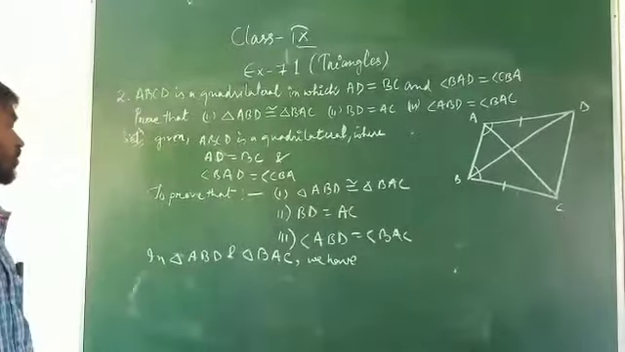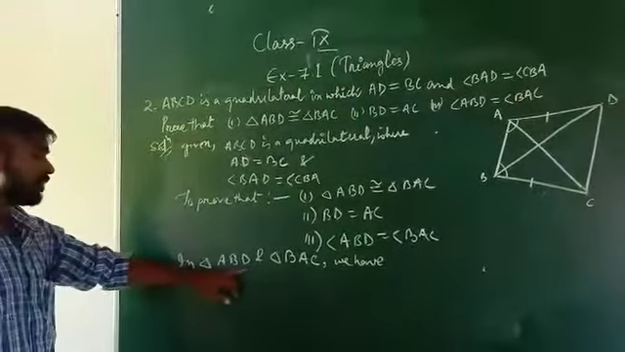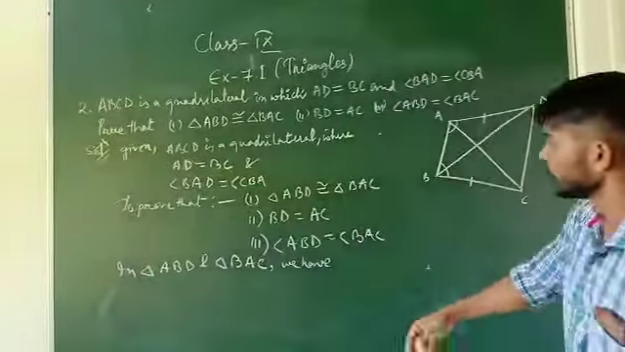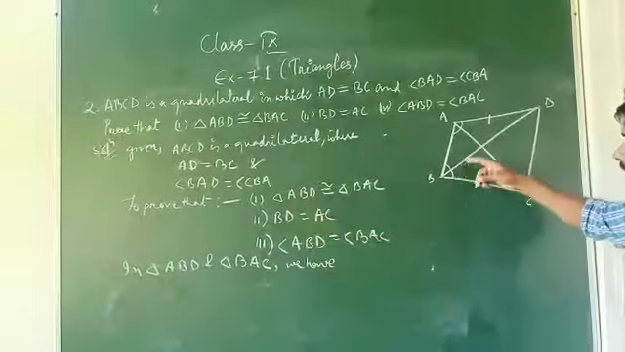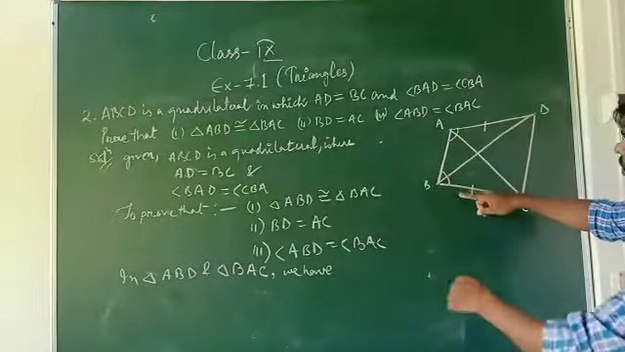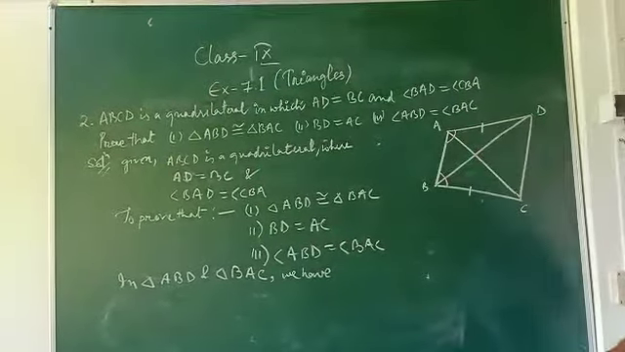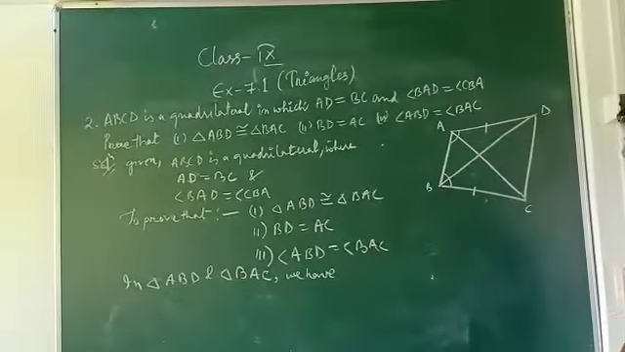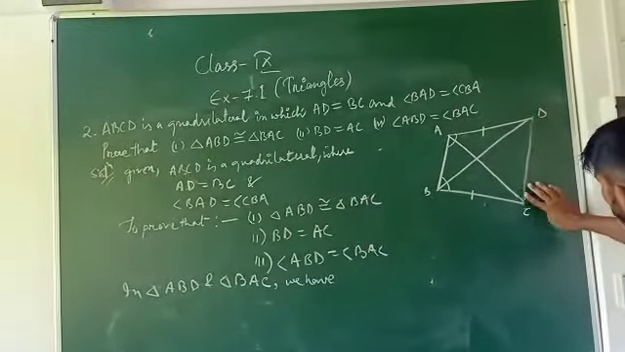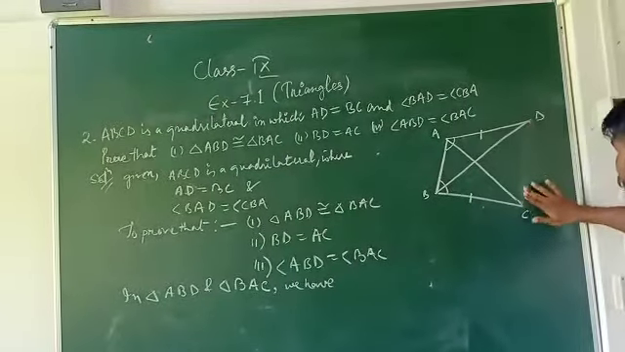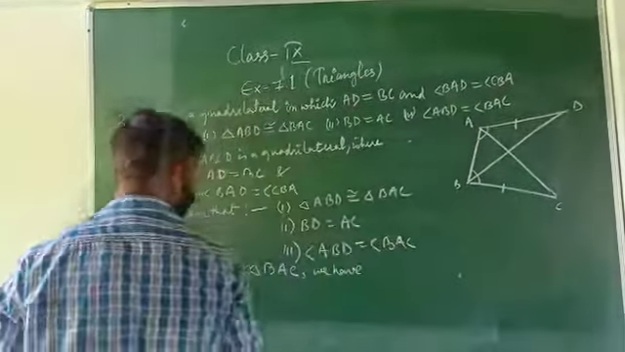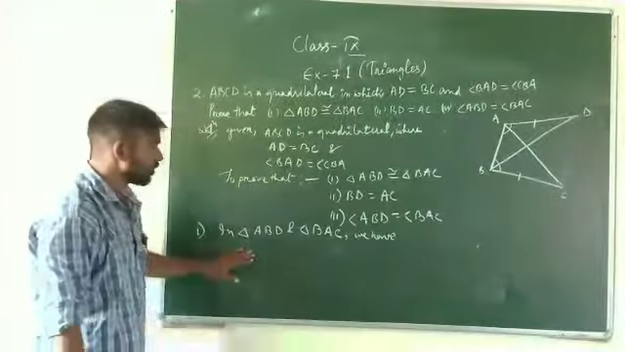Okay, so let's prove. In triangle ABD and triangle BAC, we can see the triangles which we are going to prove, that is Roman number 1. What is ABD? ABD, this triangle, and the other triangle is BAC. These two triangles we have to prove congruent. So for better viewing, if I erase this, you will be able to see the two triangles more properly. So now we can easily prove these two triangles congruent.